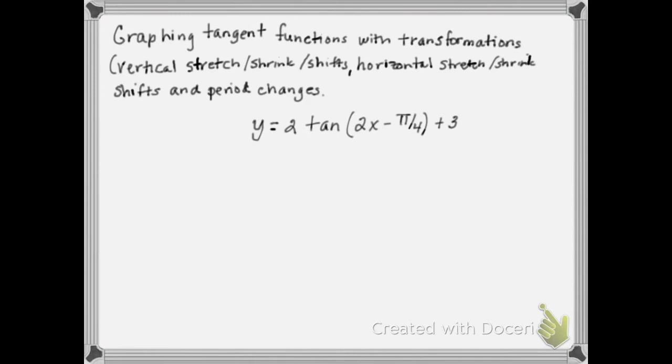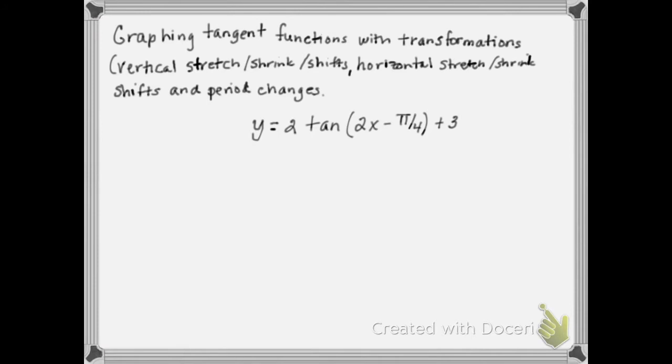Okay, we're going to talk about graphing tangent functions with transformations: vertical stretch, shrink, shifts, horizontal stretch, shrink, shifts, and when the period changes. So my function is y equals 2 tan(2x minus pi over 4) plus 3. What we want to do is identify our A, our B, our D, and we also want to know the horizontal shift, and then we'll go through the step-by-step process.